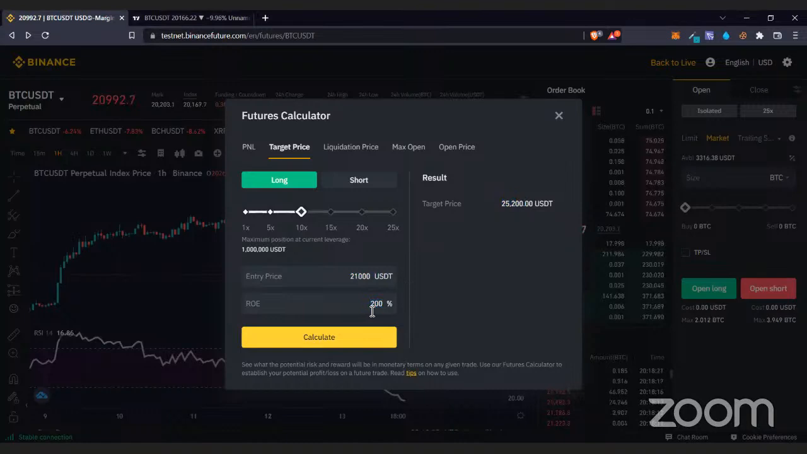200% means if you risk $1,000, you are making 200% of $1,000. If you risk $10,000, you're making 200% of $10,000. If it is $5 you risk, you're making 200% of $5.